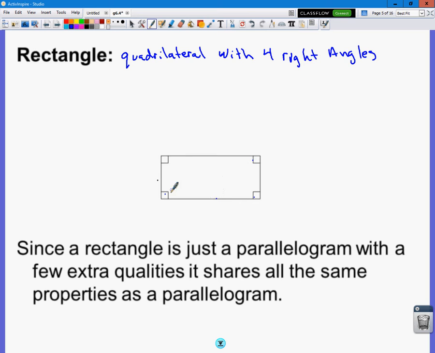Because opposite angles are congruent, not only is this a rectangle, but it is also a parallelogram. So everything that's true about a parallelogram is also true for a rectangle. And there'll be additional things that we talk about in a minute that are true only in the rectangle, not in the parallelogram. It has a couple additional properties. But we should be able to identify a rectangle by looking at it and seeing that it has four right angles.